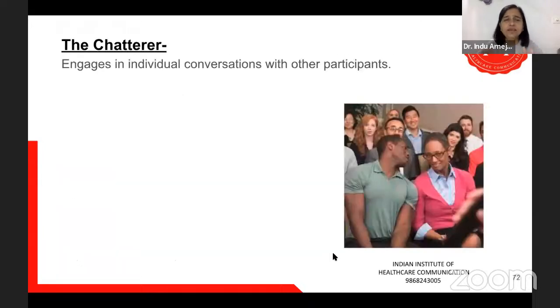The third category is the chatterer, people who do a lot of talking, but usually it is a sidebar with the people sitting next to them. Not only do they get disturbed, they disturb the people sitting left and right, and even people sitting at the back get disengaged because they are not able to hear you very clearly. So again, it is very disturbing. It disturbs the flow of your session.